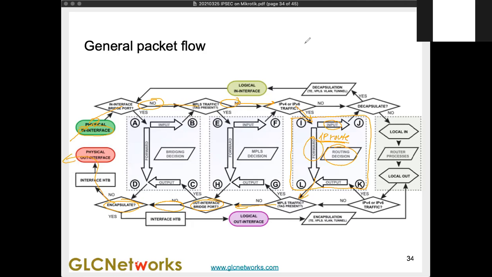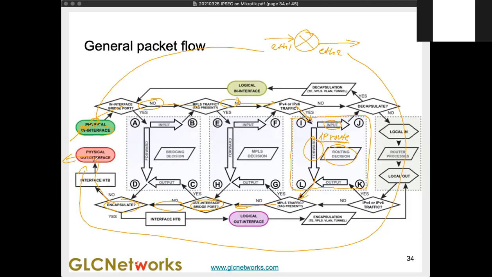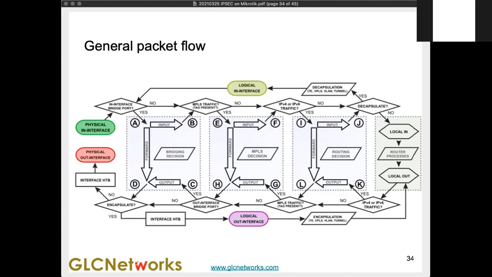So this is one example of how encapsulation and decapsulation happen on Mikrotik. This is a router. You're coming into Ethernet 1, and the outgoing is Ethernet 2. So the physical interface here is Ethernet 1, and the output interface is Ethernet 2. That's the general encapsulation flow.